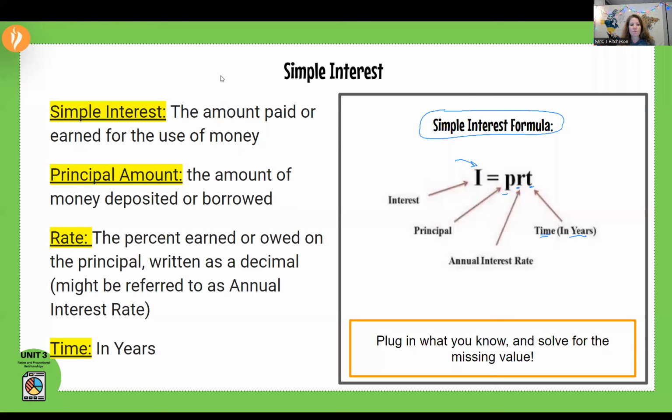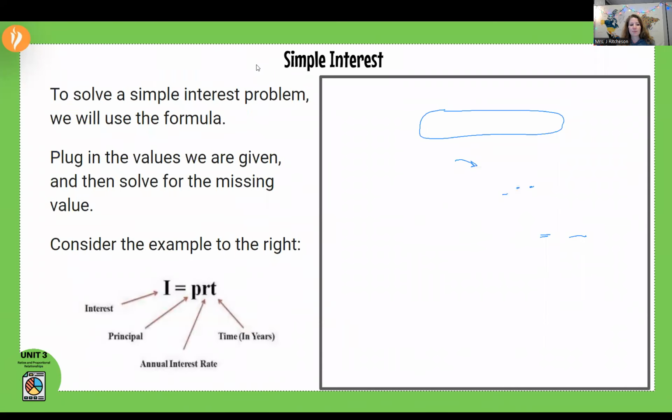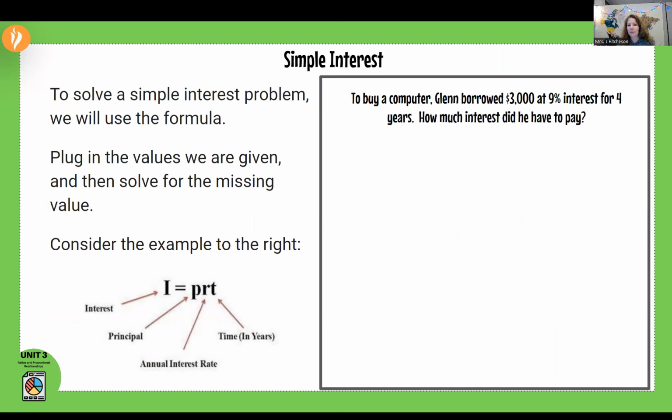All right, so let's look at an example. To buy a computer, Glenn borrowed $3,000 at 9% interest for 4 years. How much interest did he pay? Well, our formula makes it easy for us. It tells us exactly what to do. Interest is equal to the principal times the rate as a decimal times time as years. So our principal is $3,000 times the rate as a decimal. 9% is 0.09. So we're going to multiply by 0.09, and they're going to give you 4 years to pay it back.